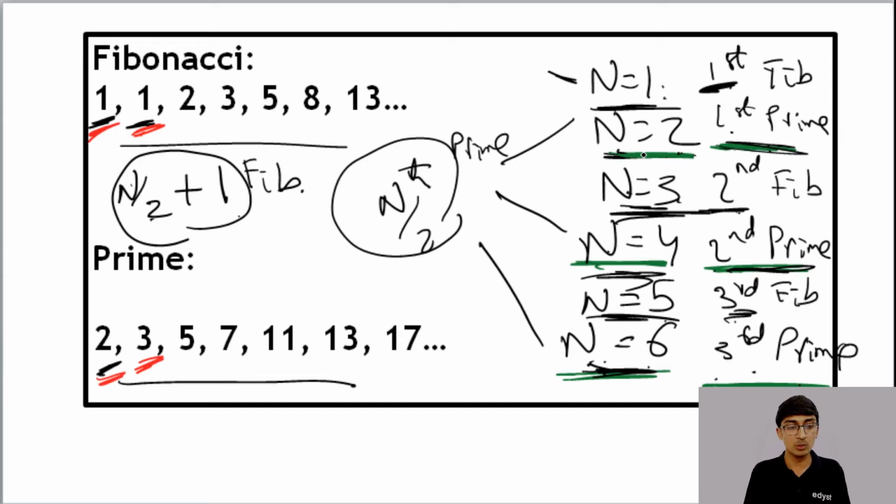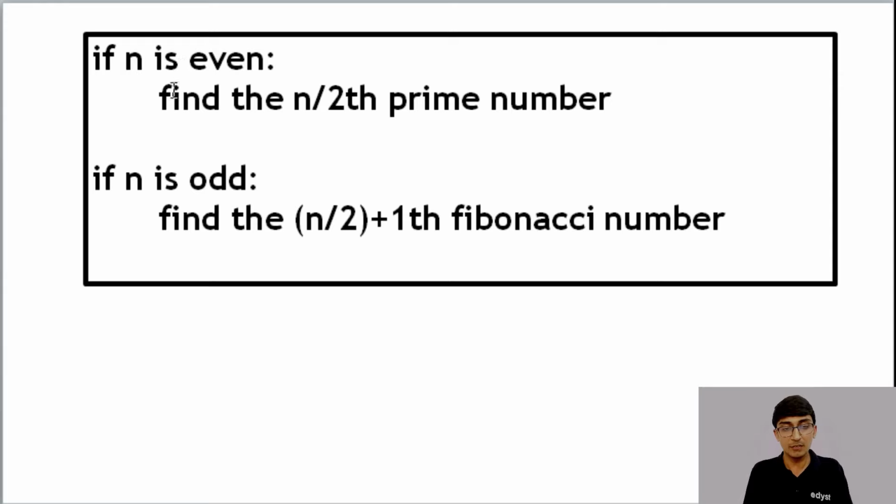So if I have to write the pseudocode or the pseudo logic, this is what it would look like. If n is even, find the n by 2th prime number. If n is odd, find the n by 2 plus 1th Fibonacci number, right?